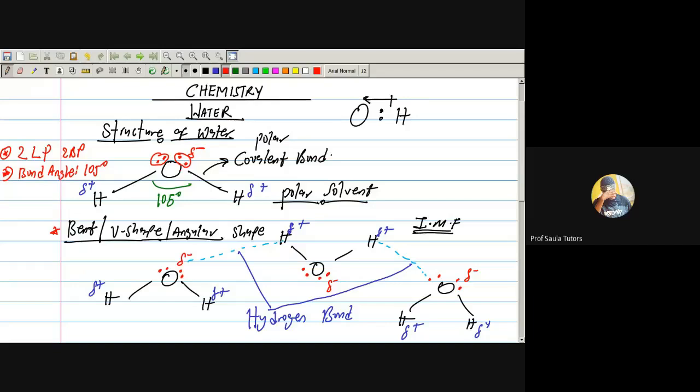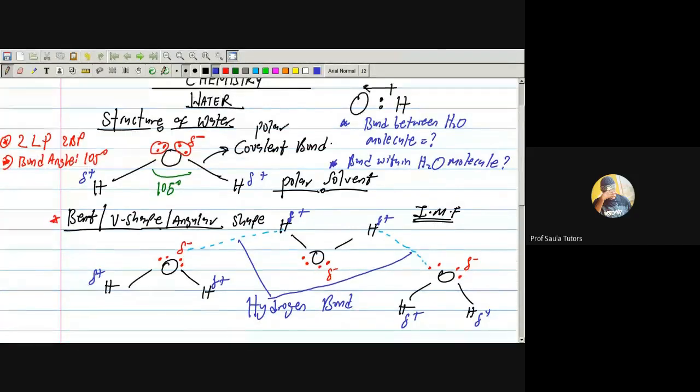Good. So the bond between oxygen and hydrogen here is covalent bond. If they ask you, they always ask this question: what is the bond between water molecules, and what is the bond within water molecule? These are different questions. Look at the two questions there. And that will lead us to what I've been explaining since morning.